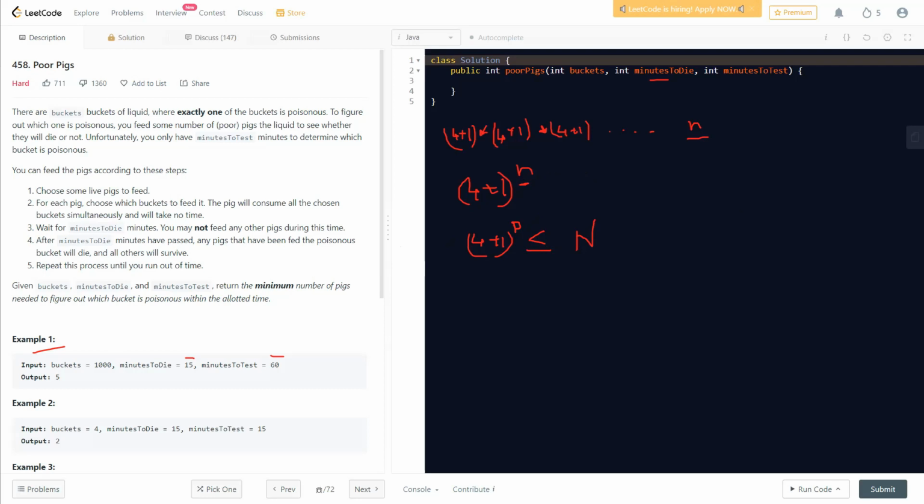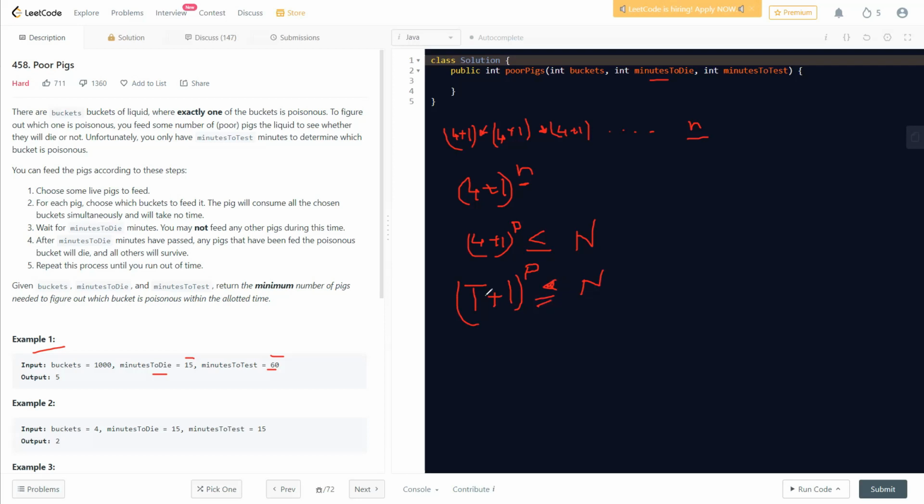Now, this 4 is actually the number of trials, which we get from minutes to test divided by minutes to die. I'm taking it as t, so t plus 1 to the power the number of pigs. The number of pigs needed satisfies this being less than or equal to N. For ease of calculation, let's consider it equal to N.